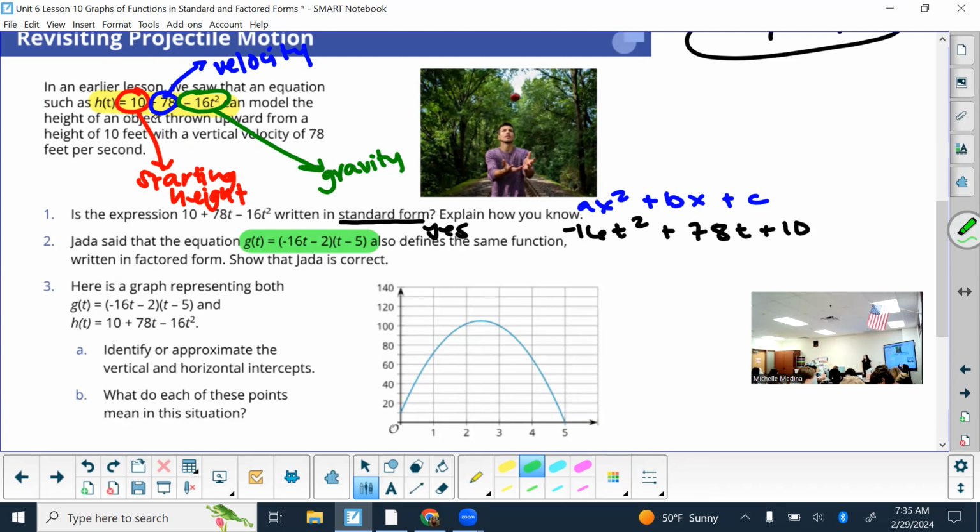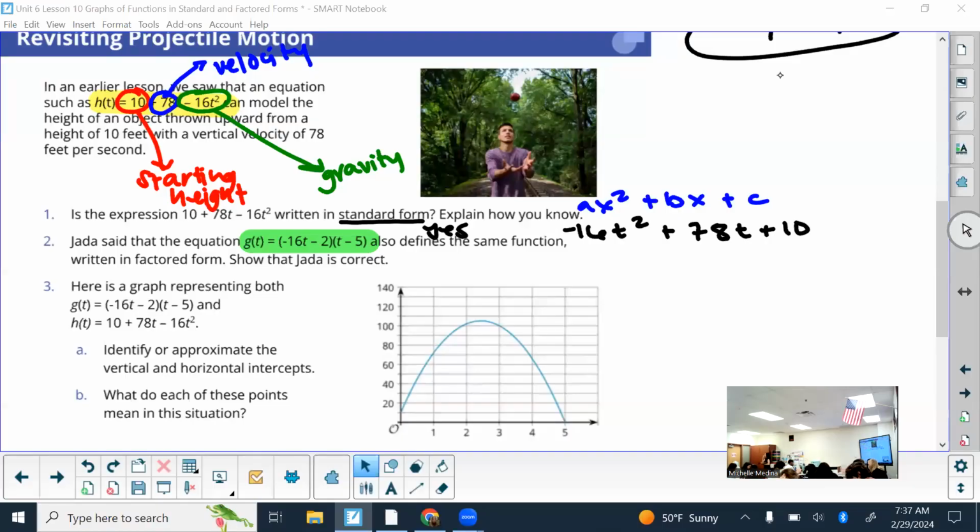You will be asked that on your final. How do you know that these are equivalent? I'll give you about 2 minutes. If you finish early, start reading ahead to the next part. So we can prove that those two equations are equivalent.